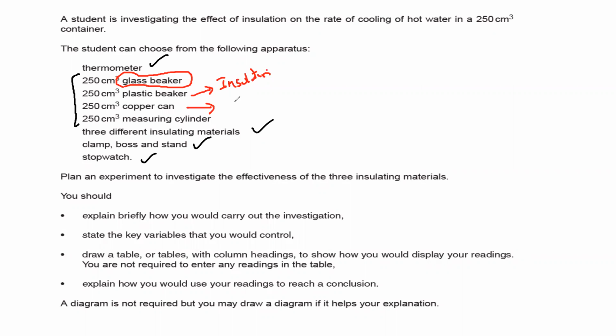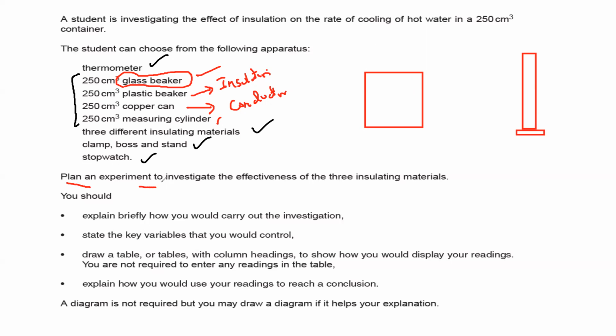Why not copper? Because copper is a conductor, so it will allow the heat energy to transfer easily from the water. So it won't be that effective. Glass is intermediate, it conducts some, not too much. It's a poor conductor. So that's why the most appropriate is glass. And why not the measuring cylinder? Because a measuring cylinder has a small surface area, and the rate of cooling is also affected by the surface area. That's why we did not prefer a measuring cylinder. So we prefer to use a glass beaker.